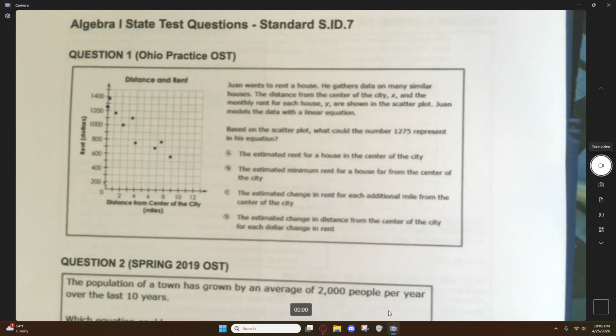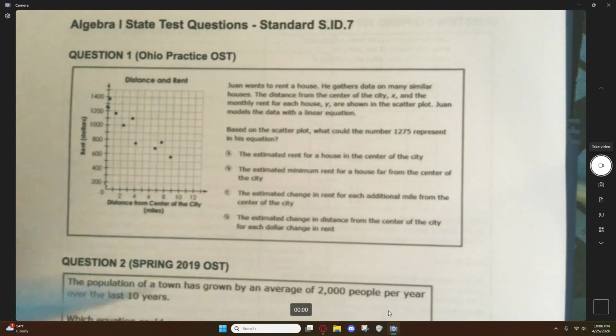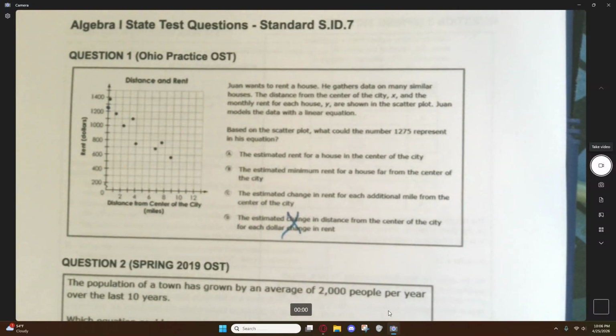The estimated rent for a house in the center of the city, the estimated minimum rent for a house far from the center of the city, the estimated change in rent for each additional mile from the center of the city, or the estimated change in distance from the center of the city for each dollar change in rent. D makes no sense to me. That would mean that if your rent changed by $1, you would then move 1,275 feet away from the center of the city. That makes no sense.